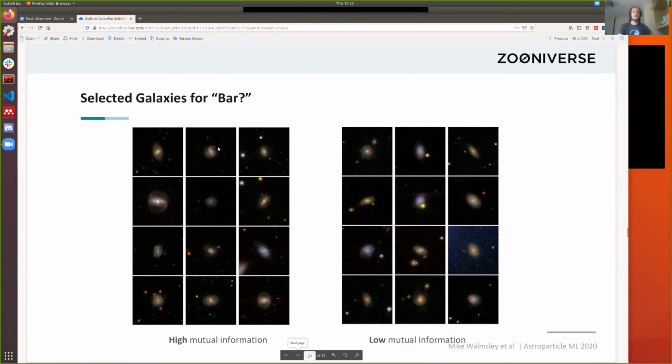But the galaxies on the left-hand side, the centers are well resolved. You can see, okay, yes, this has a bar. No, this doesn't have a bar. And we can verify that again quantitatively.